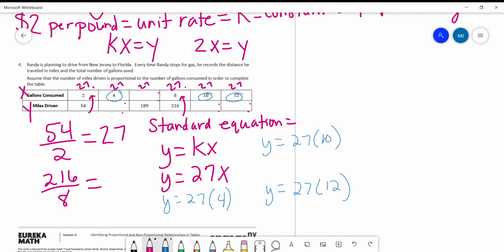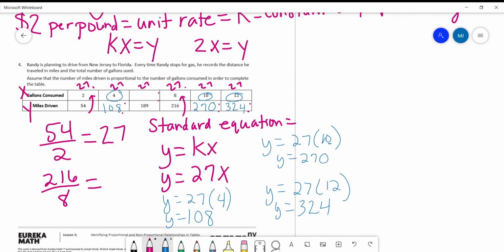So 27 times 4 is going to be 108. So we can put this in our table right here. That's Y. This one, 27 times 10. Well, if it's a power of 10, we just move the decimal 1 to the right. So we add a 0 on here. And that's 270. So let's put that in our table. And then the last one, Y equals 27 times 12, which will be 324.